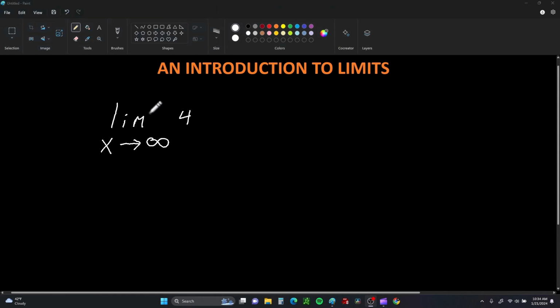And sometimes you'll get something like this where it's asking the limit as x approaches infinity of 4. Well, there is no x value here, so this function would never change because it's a constant. So regardless of what x is doing, which is not part of this function, our limit would still be 4.